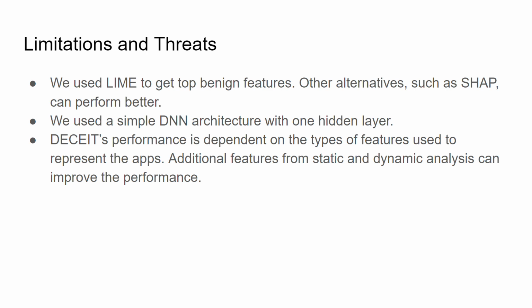Second, we used a simple DNN architecture with only one hidden layer. It's possible that using a different neural architecture can yield better results for DECEIT. And lastly, DECEIT's performance is dependent on the type of features used to represent the apps. Currently, we are using only static features. Additional features extracted from dynamic analysis can improve the performance. We leave this to future work.